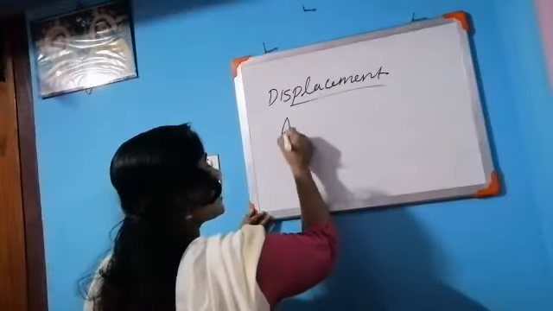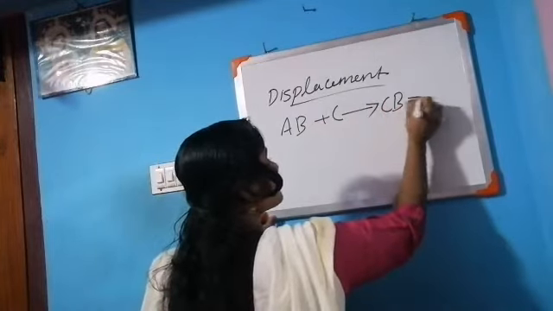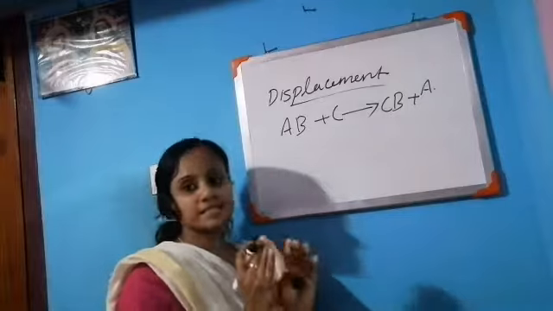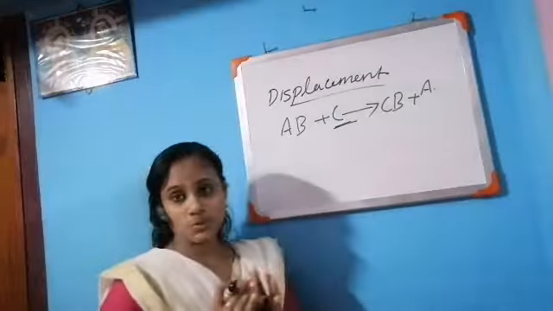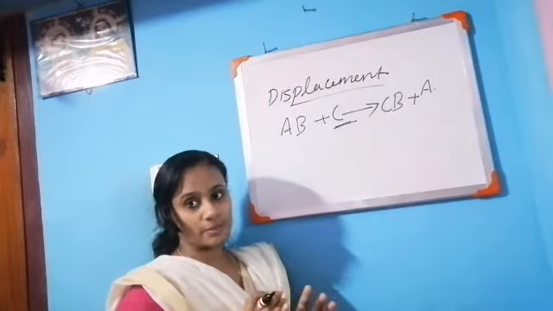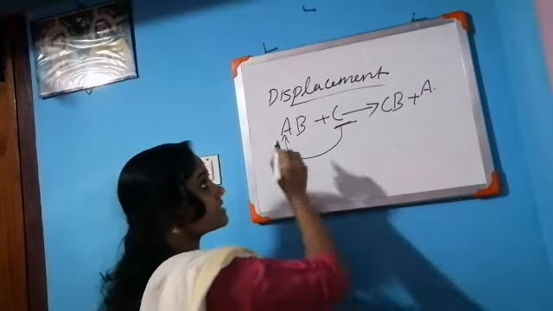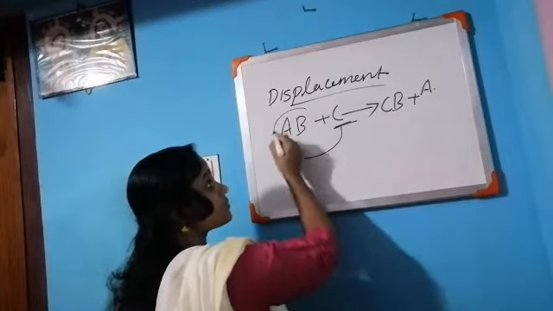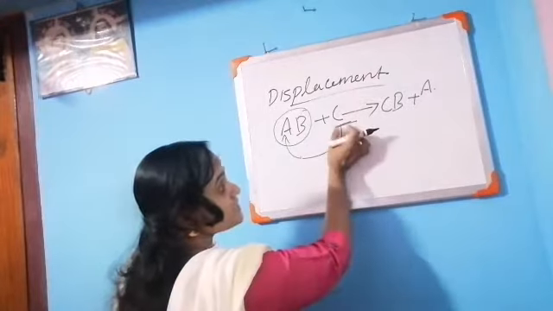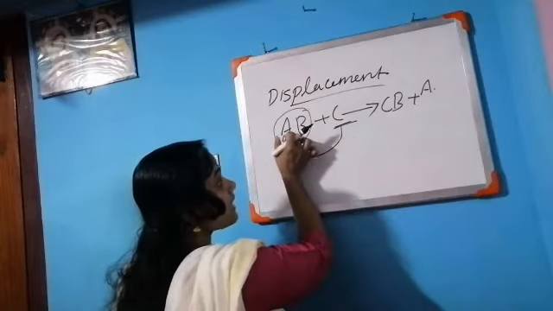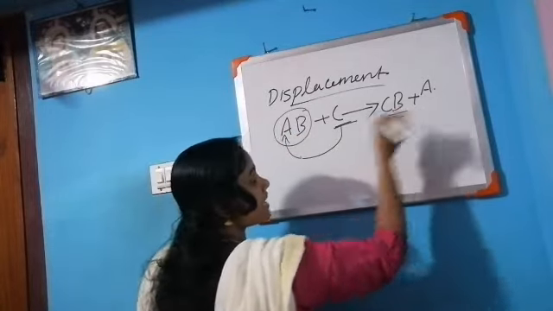Displacement reaction. AB plus C to form CB plus A. Listen here. This C is the most reactive element. This C displaces A from the compound. AB is a compound. This C displaces A from AB to form CB and A.